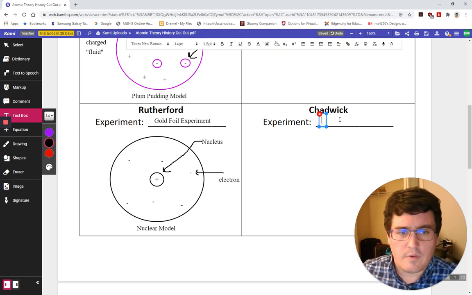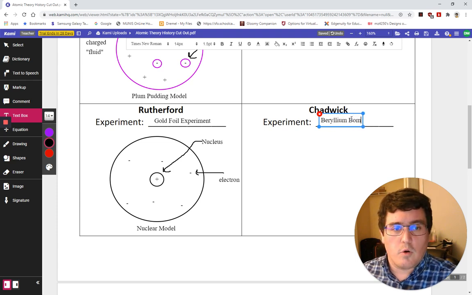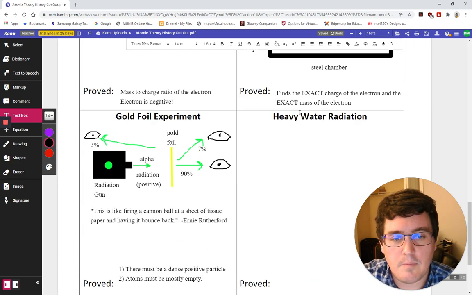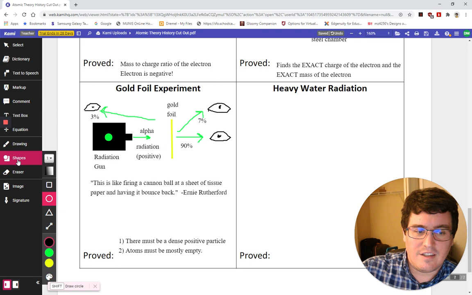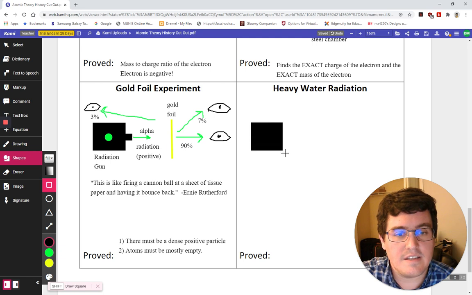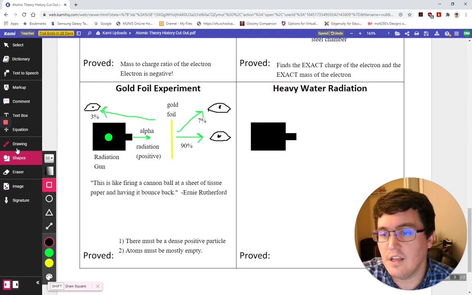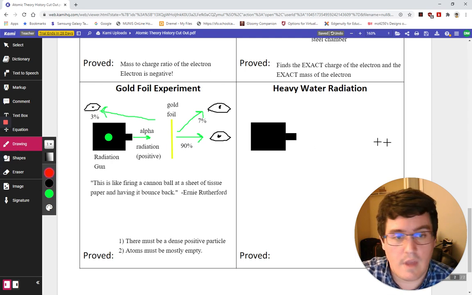Last but not least, we have Chadwick, who does an experiment I like to call beryllium bombardment. In the beryllium bombardment experiment, he's kind of borrowing a little bit from Rutherford here. Rutherford didn't mind because this is amazing work. He builds his own little gun, but instead of firing radiation, this gun fires, we'll make it red, beryllium.